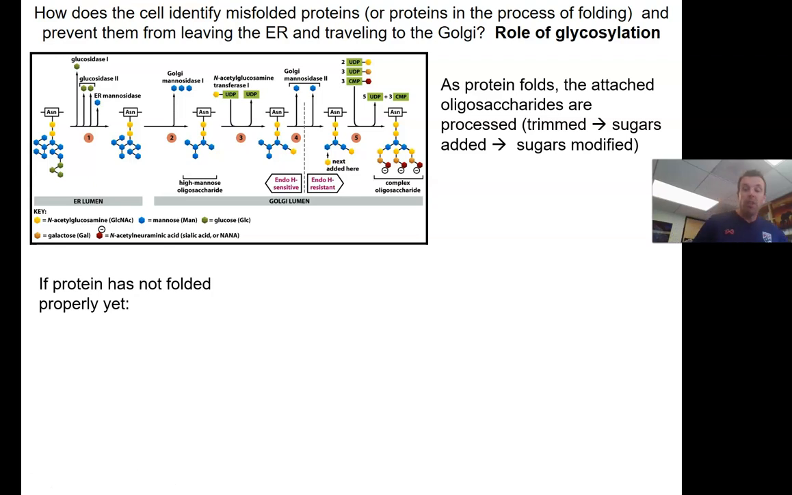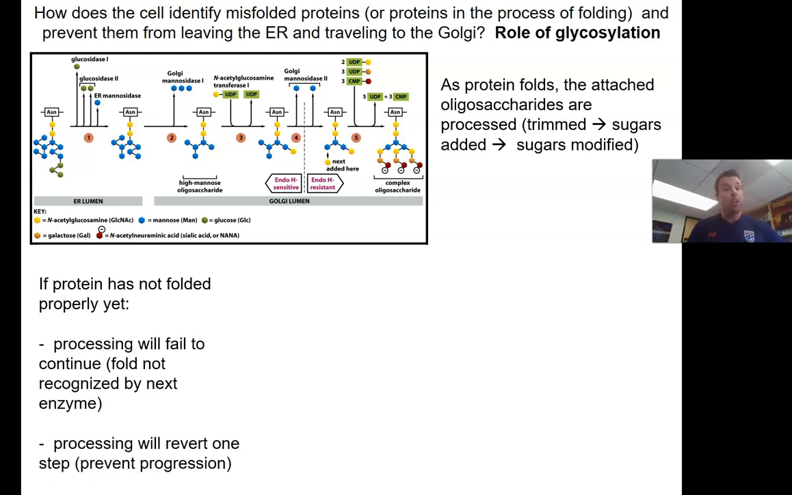Alright, so again, if the protein is not folded yet, the processing will fail to continue, or the processing will even revert one step. So how does this work? Well, think about it. There are enzymes required to remove these glucose residues, or over here in the cis, enzymes required to remove these residues or to add these residues. Those enzymes will not recognize the protein if it's not folded to a certain extent. Even those enzymes have to recognize a lot of different types of proteins, and therefore are kind of promiscuous in that they recognize a multitude of folds.